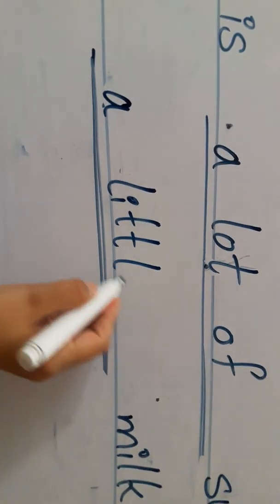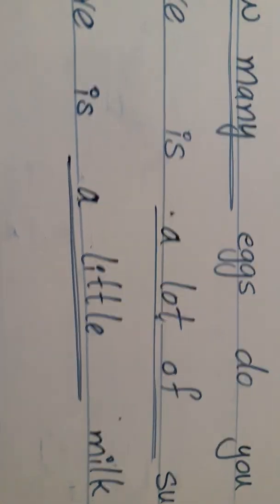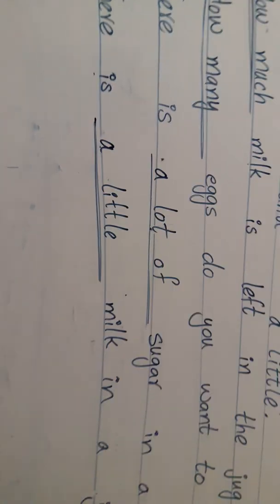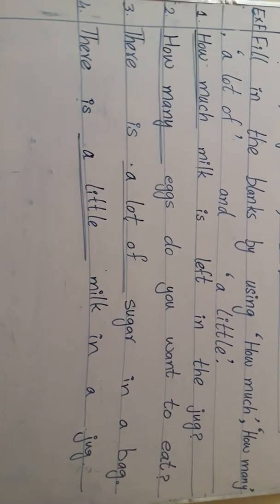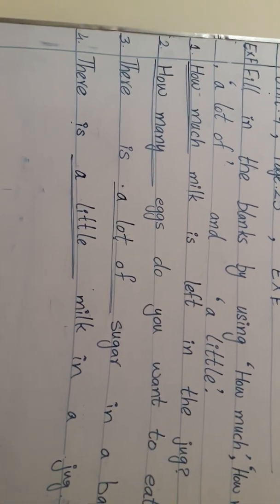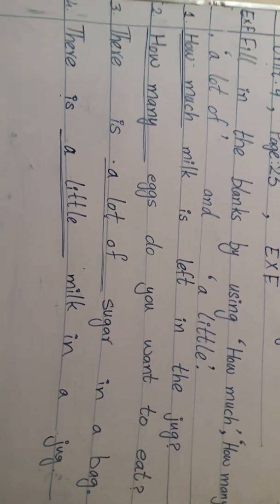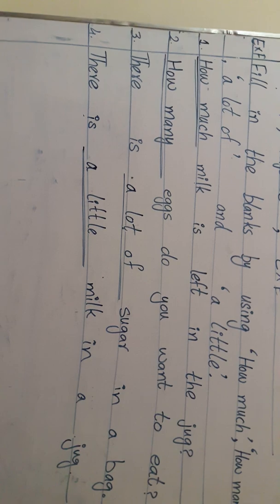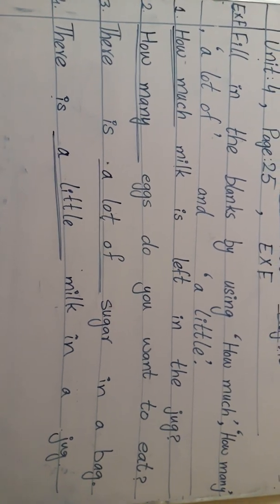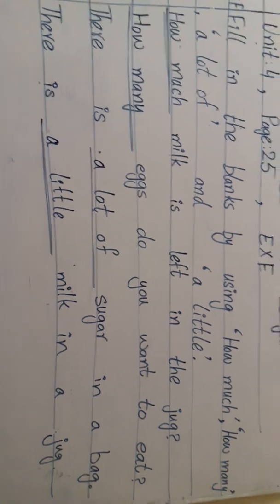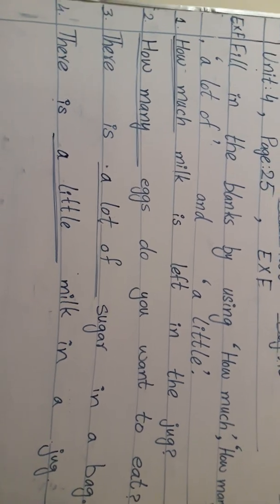Again, it is an uncountable noun and we are using is here because sugar and milk is uncountable. So we use is here. We are not using are because they are uncountable noun. We can't count the particles of sugar and the drops of milk. We just measure them in kgs and liters.